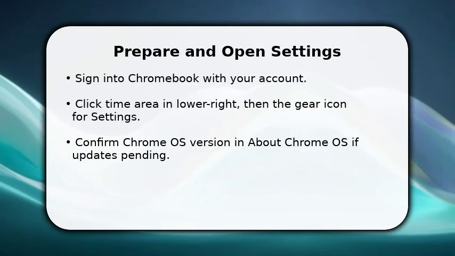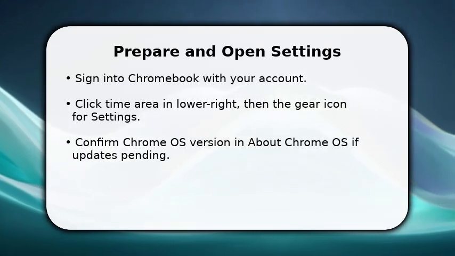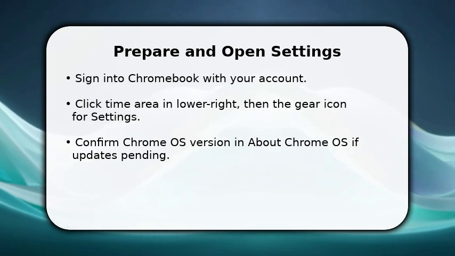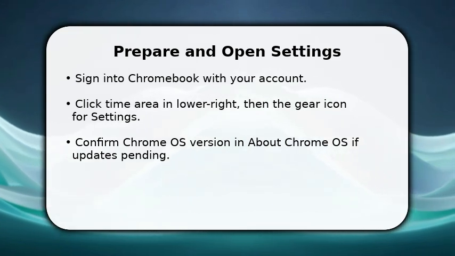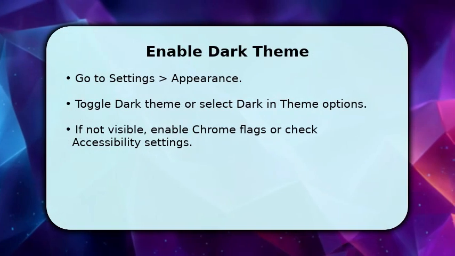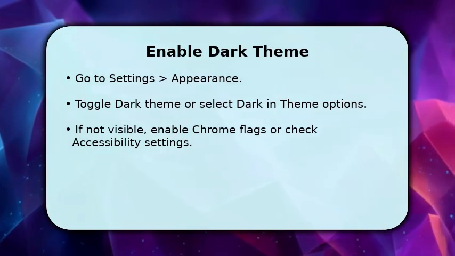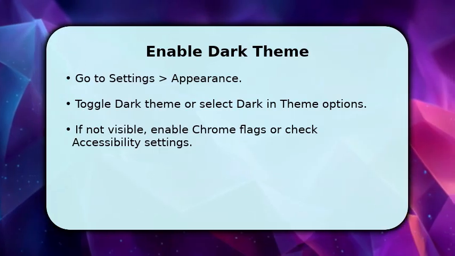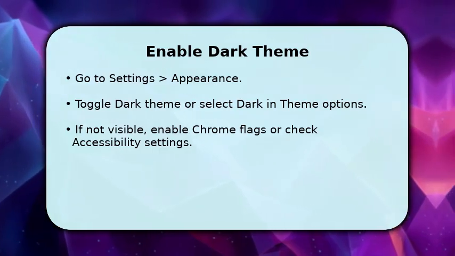Now move to the Appearance section to change display options. You navigate to Settings and then choose Appearance to find theme controls. Select Dark or Toggle Dark Theme so system UI and supported apps switch to dark colors. This reduces glare and can save battery on some devices.